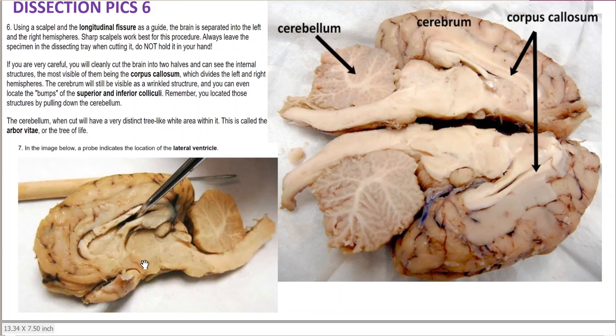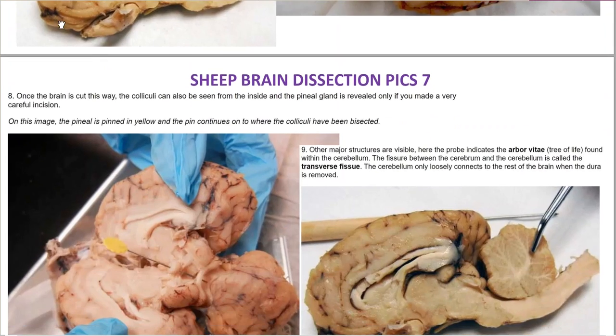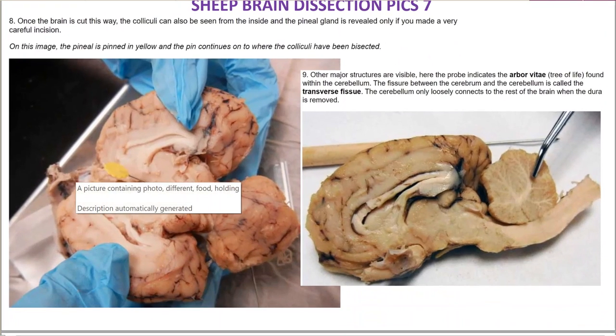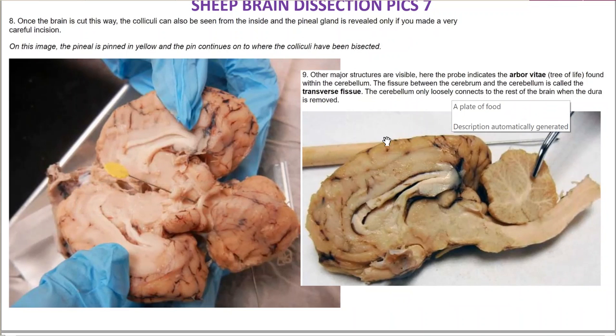thalamus, hypothalamus, right? Thalamus, hypothalamus, cerebellum, arbor vitae, etc. And so they'll just go through and bring your attention to different pieces of vocabulary and show you different fissures. So here's the transverse fissure.